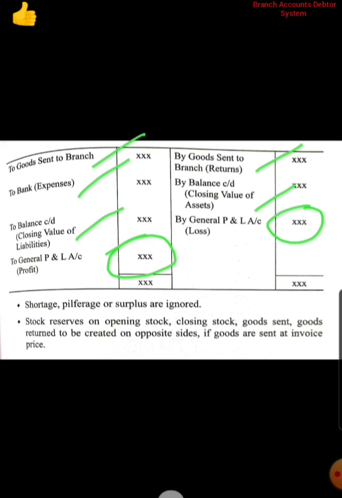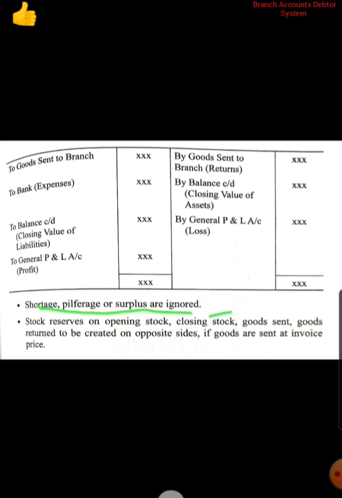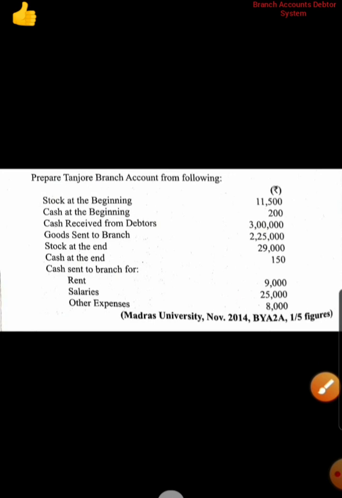You need to remember one more very important thing, the notes. Here we have to note down two important points. Shortage, breakage, or surplus are ignored. Stock reserves on the opening stock, closing stock, goods sent to branch, and goods returned are created on the opposite side. Goods are sent at invoice price. So let's see a problem. Prepare a branch account from the following.